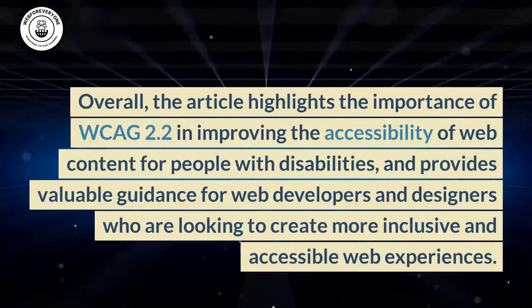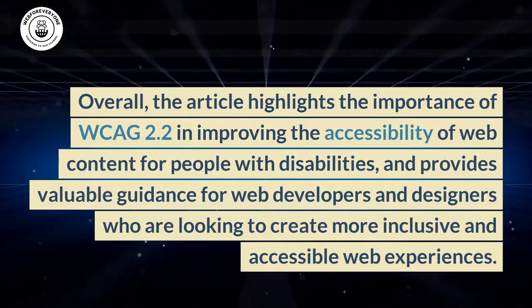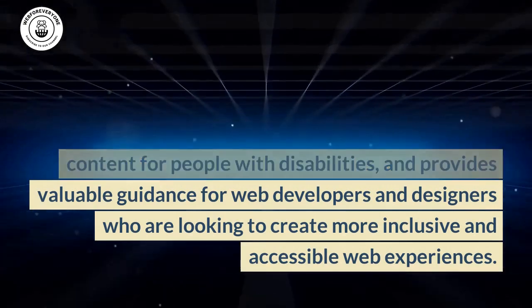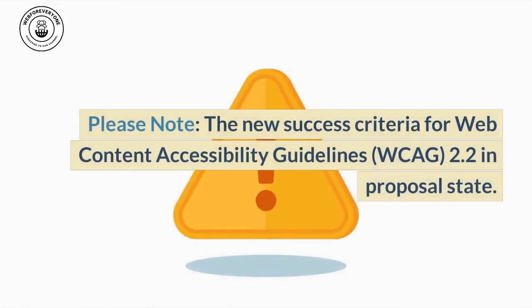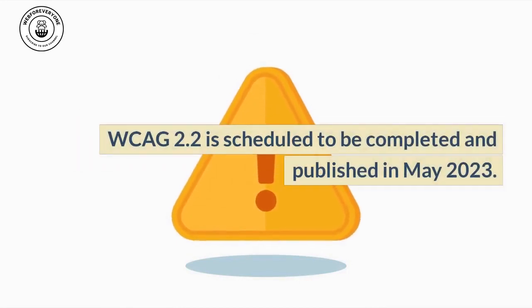Overall, the article highlights the importance of WCAG 2.2 in improving the accessibility of web content for people with disabilities, and provides valuable guidance for web developers and designers who are looking to create more inclusive and accessible web experiences. Please note, the new success criteria for Web Content Accessibility Guidelines, WCAG 2.2, are in proposal state. WCAG 2.2 is scheduled to be completed and published in May 2023.